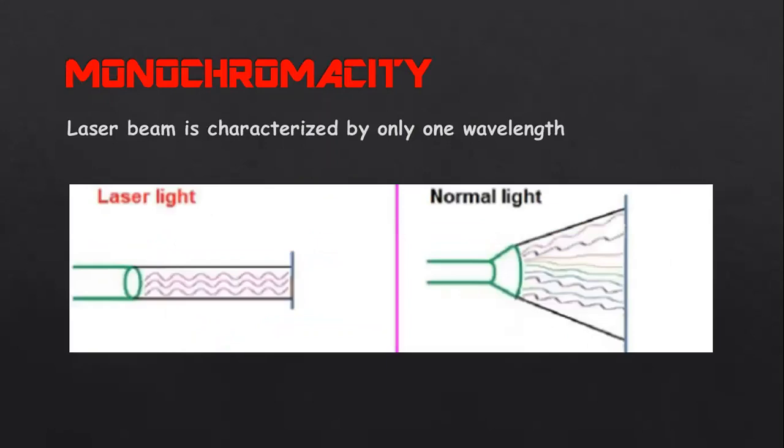Monochromaticity. Monochromaticity refers to a pure spectral color of a single wavelength. It means that light will be made up of only one color, having the same wavelength. Ordinary light is white light, which is the combination of all colors, which is observed when we pass it through a glass prism. But laser light is monochromatic.